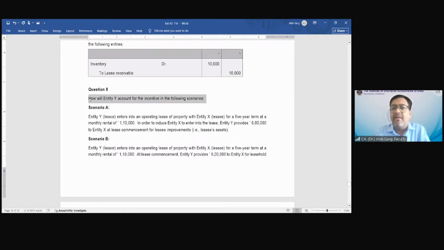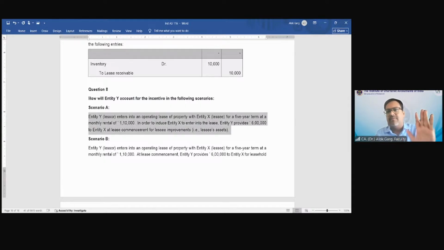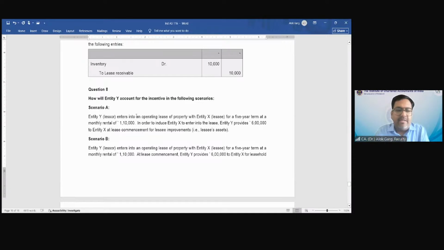How will entity Y account for the incentive in the following scenarios? So this question talks about the incentive calculations, right? Scenario A, entity Y, lessor, enters into an operating lease of property with entity X, lessee. From the lessor perspective, it is an operating lease, but from the lessee perspective, there is no concept of operating or finance lease. Lease is a lease. Entity Y enters into an operating lease of property with entity X for a 5-year term at a monthly rental of 1,10,000.